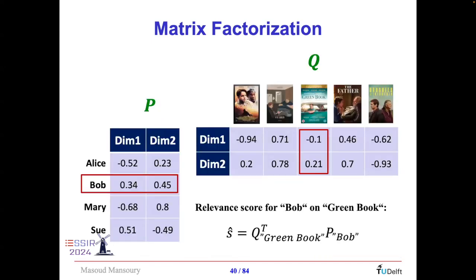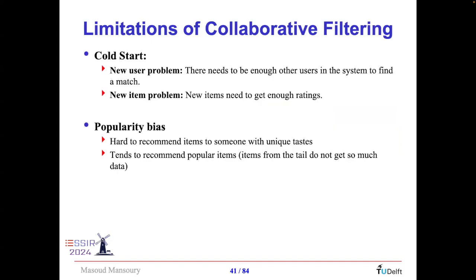Here is an example. We do not go through the optimization process. We assume that the optimization process is performed, and then we have the representation for the users and items. For example, if we want to predict the relevance score for Bob on this movie, Green Book, then we do the dot product between the characteristics of this movie and the characteristics or representation of this user. So this is the idea behind matrix factorization.